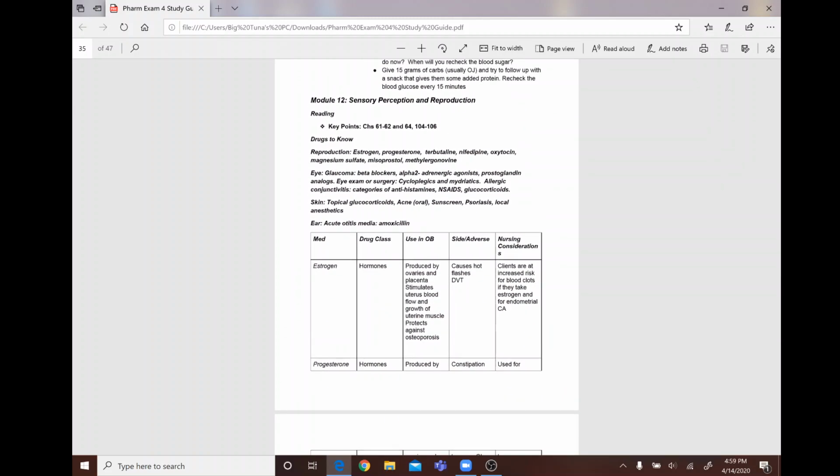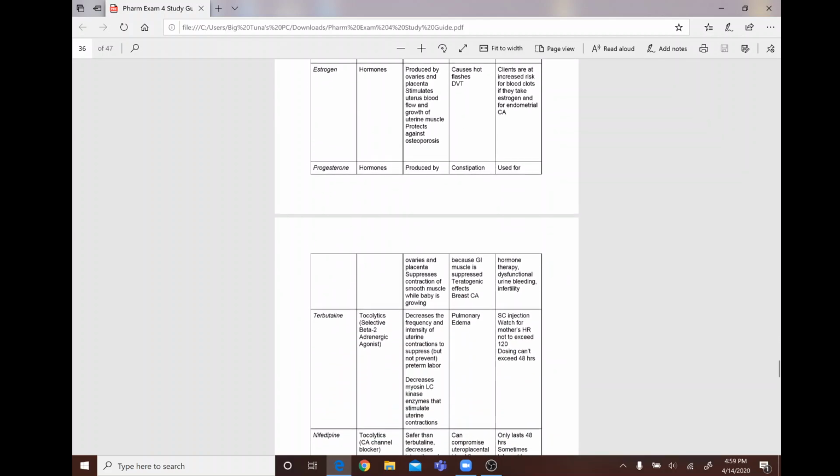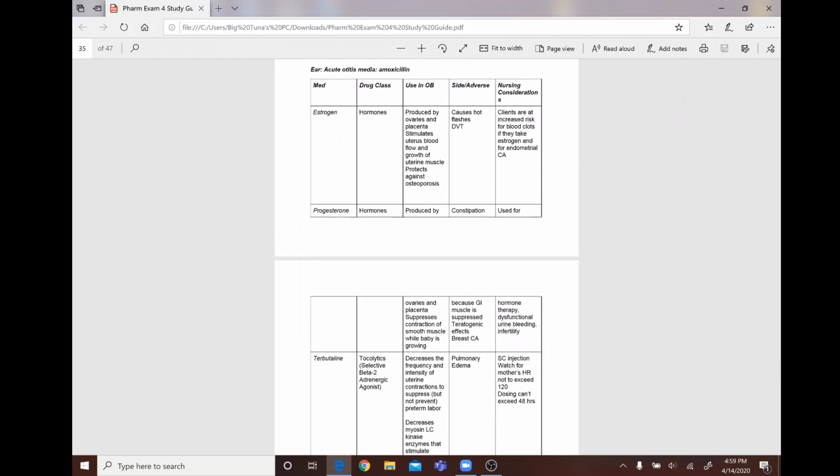Okay, now we're going to talk about reproduction. All right. What type of drug class is estrogen? It's a hormone. What is estrogen produced by? Ovaries and placenta. What is the action of estrogen? Stimulates uterine blood flow and growth of uterine muscle. What does estrogen protect against?